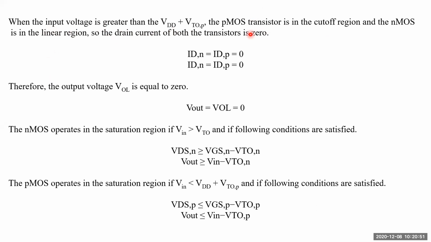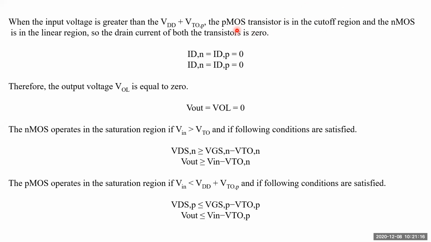Whenever you supply an input voltage which is greater than VDD plus threshold voltage, it means that if you're supplying something like around 5 volts as your VDD and the threshold voltage is 0.5 or 0.6, and you're supplying 5.6 volts as an input at the PMOS terminal, then definitely your PMOS will be turned off. It enters into the completely cutoff region.